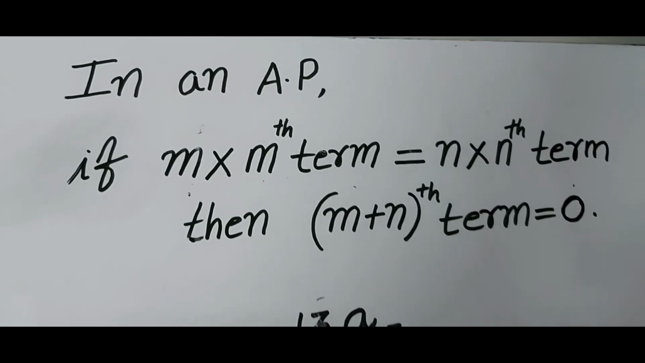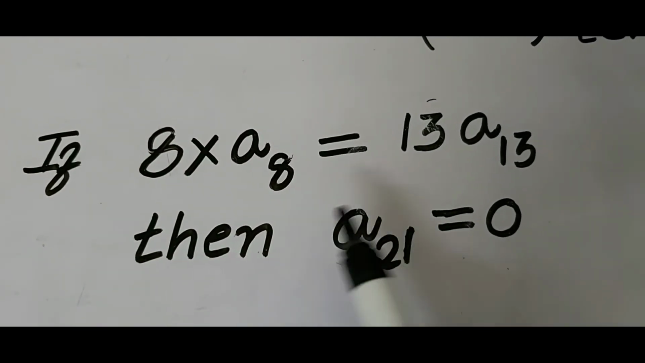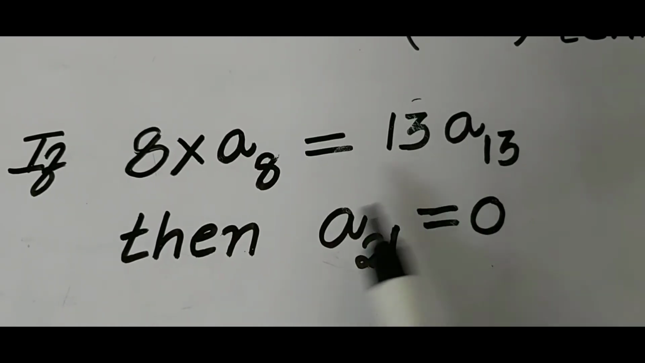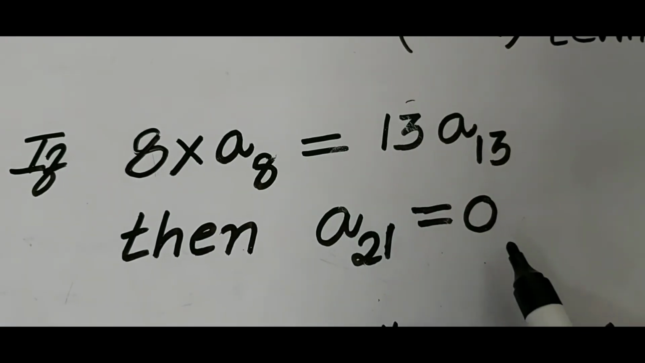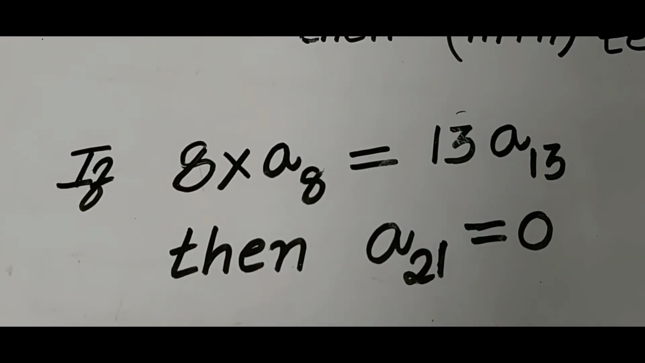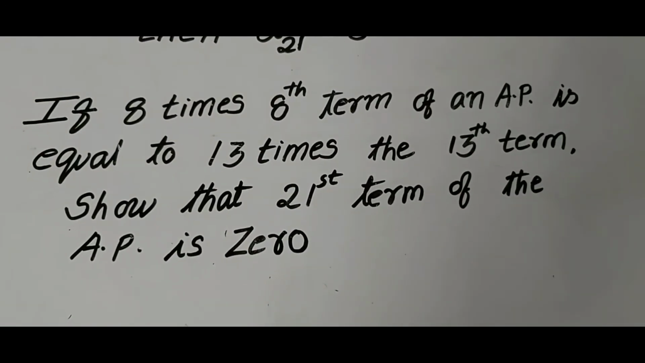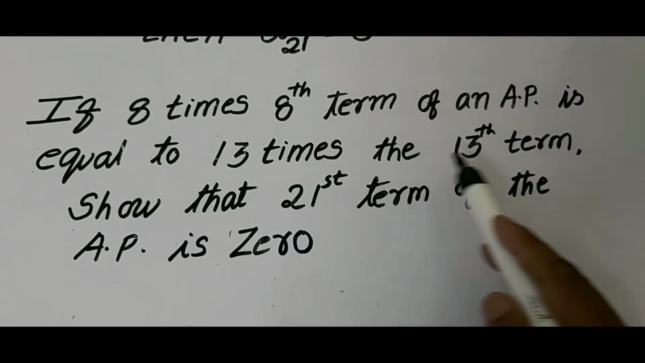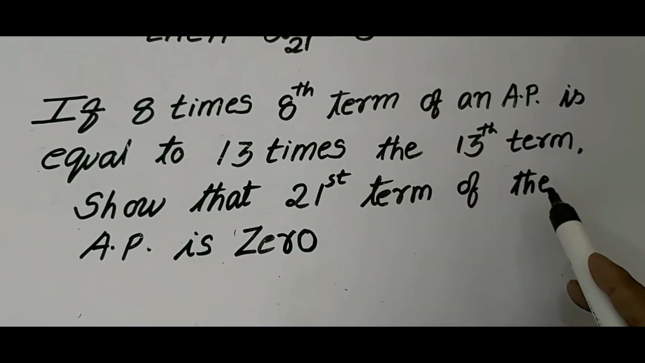For instance, I have taken 8 times the 8th term is equal to 13 times the 13th term. So the (8 plus 13), that is the 21st term, will be 0. So the question generated on this condition would be: if 8 times the 8th term of an AP is equal to 13 times the 13th term, show that the 21st term of the AP is 0.